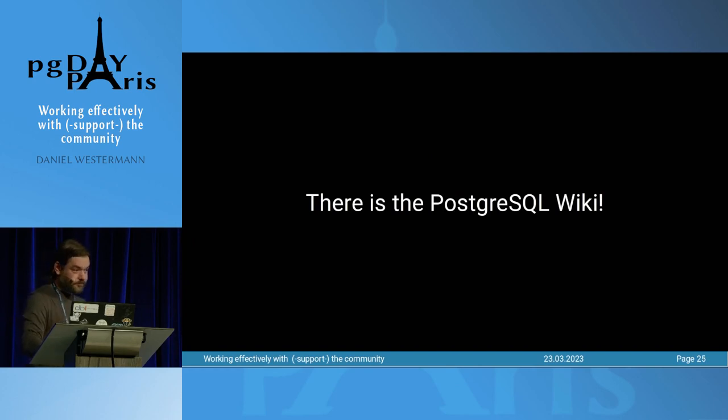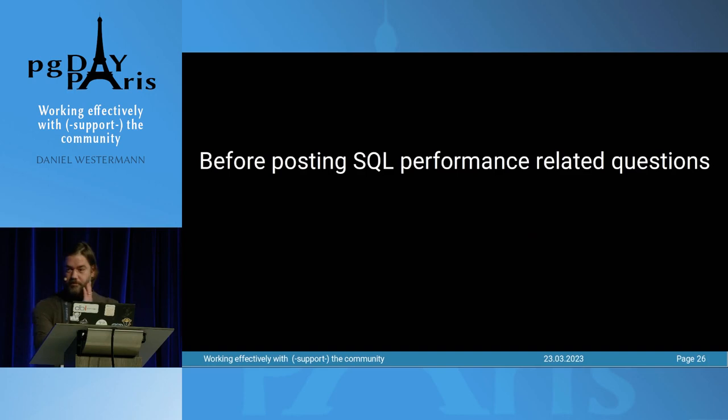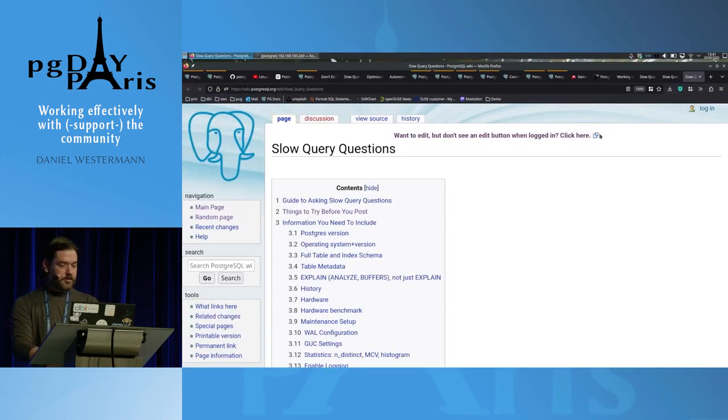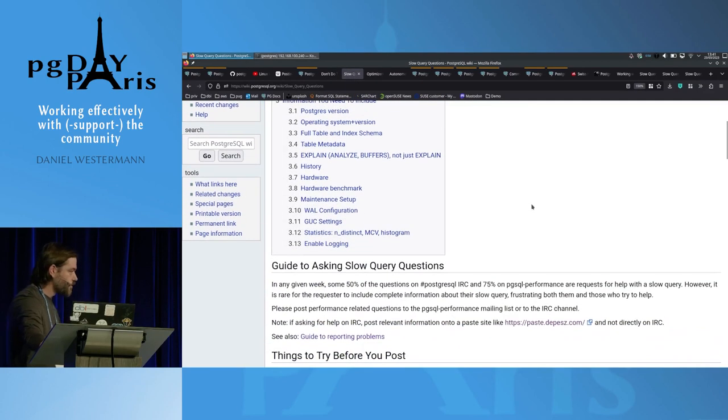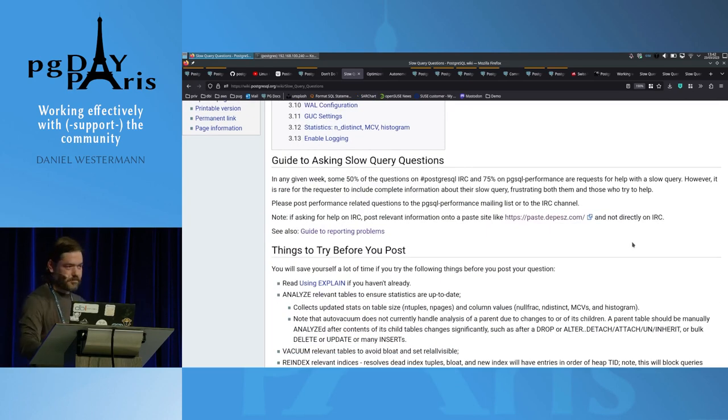Good, then there's the Postgres wiki. Before posting performance-related questions. What's happening now? Please have a look here. This page tells you what you should at least include in your initial email so that you can expect help. So at least the version of Postgres you're using, at least the operating system you're using, maybe the explain plan, or whatever issue you have. It's all there. If you read that, maybe you save some work for the community to answer your question, because it's already there. But you have to know where it is.